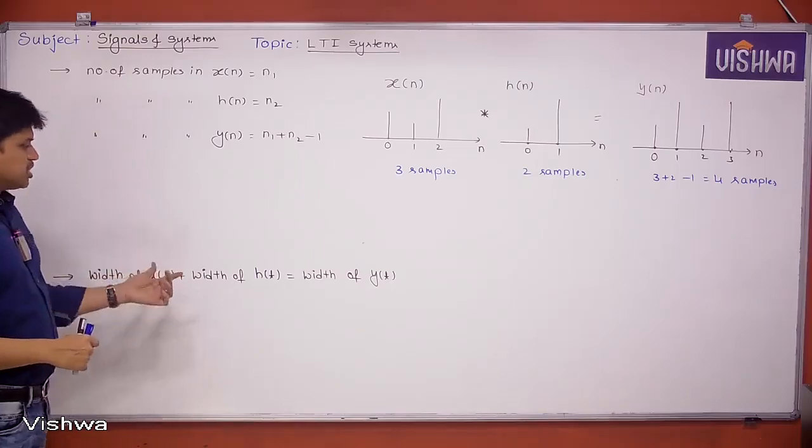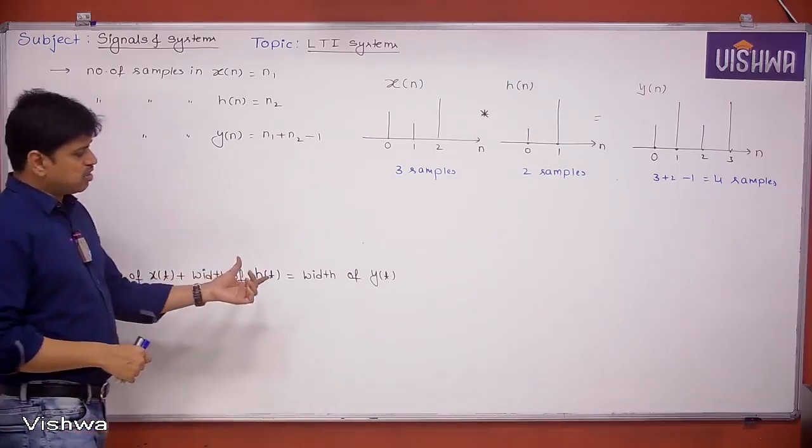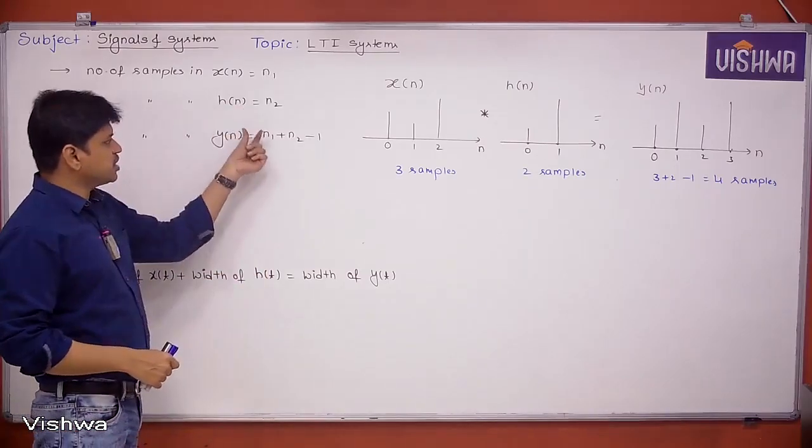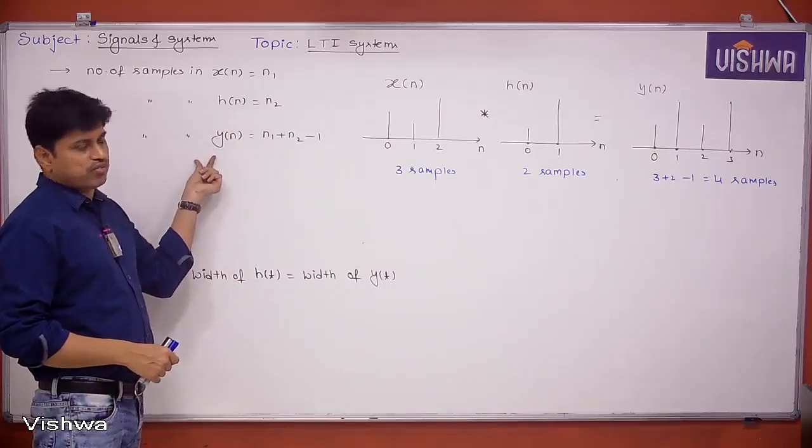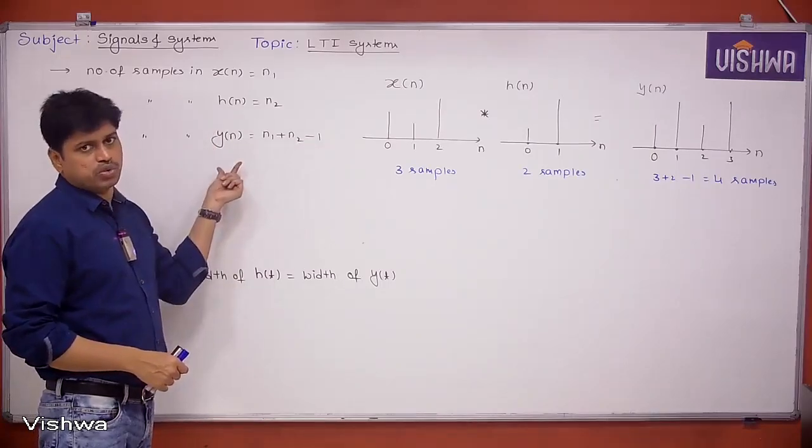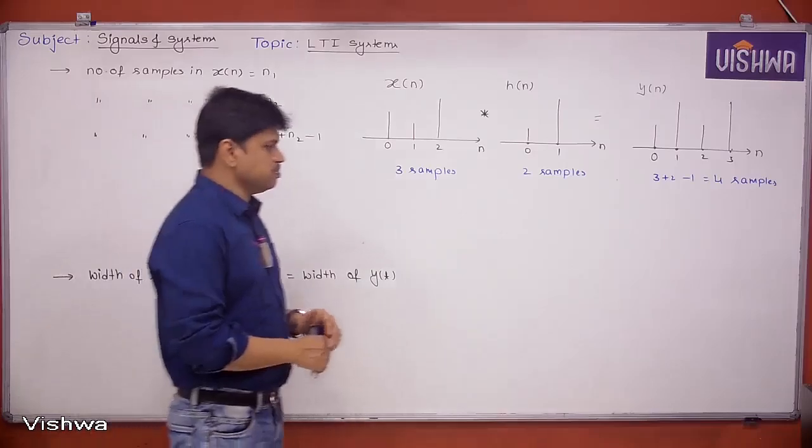Here width plus width is equal to the width of y of t, but here width plus width is not equal to the width of y of n. It is minus 1 we have to include. Okay, keep it in mind.